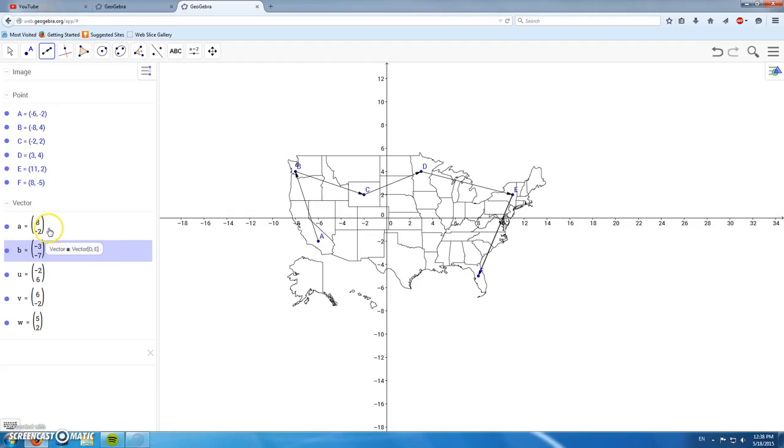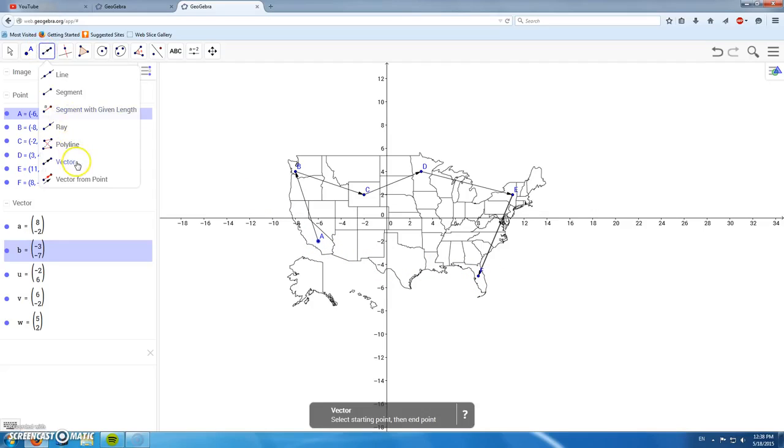And for the vertical component, negative 2 plus negative 7 is negative 9. Negative 9 plus 6 is negative 3. Negative 3 plus negative 2 is negative 5. And negative 5 plus 2 is negative 3. So this vector should then be 14 to negative 3 based on our addition.